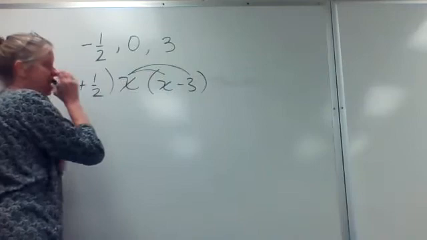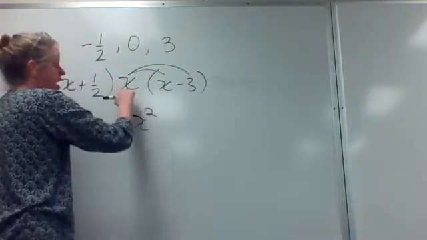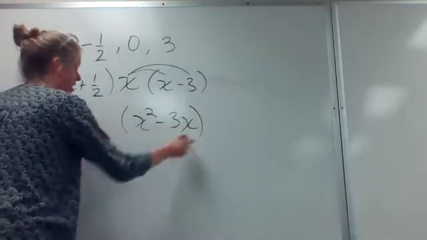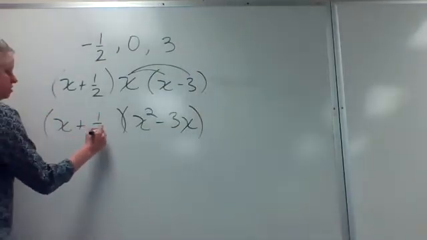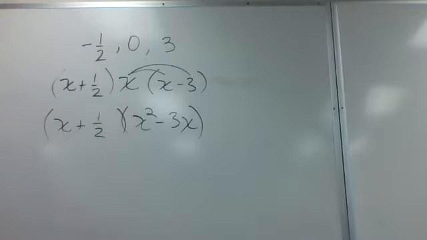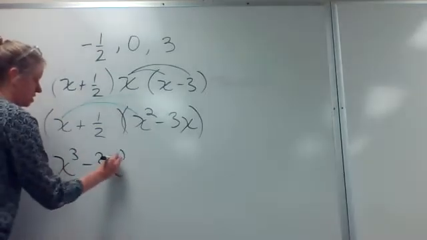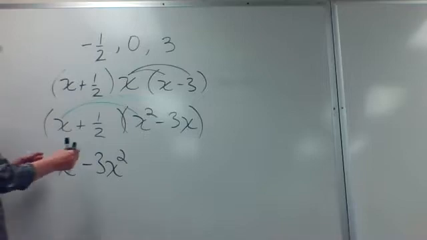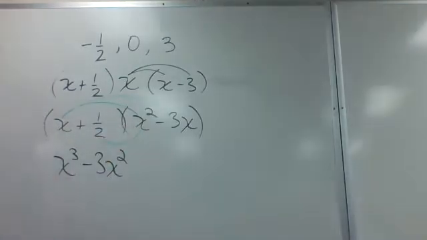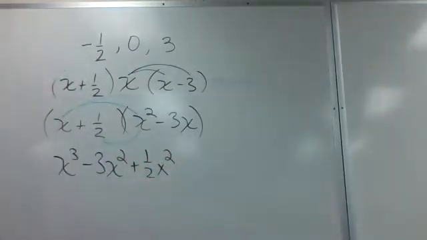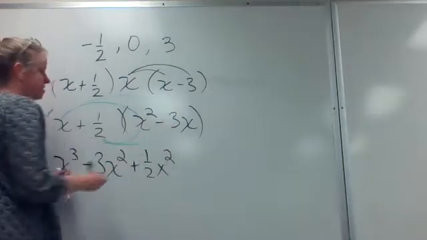So if I multiply these two together, what's x times x? x squared. x times -3, -3x. Now I have to do x plus 1/2. So I'm going to FOIL. x times x squared gives me x to the third. x times -3x gives me -3x squared. 1/2 times x squared is positive 1/2 x squared. And then my last, 1/2 times -3x.